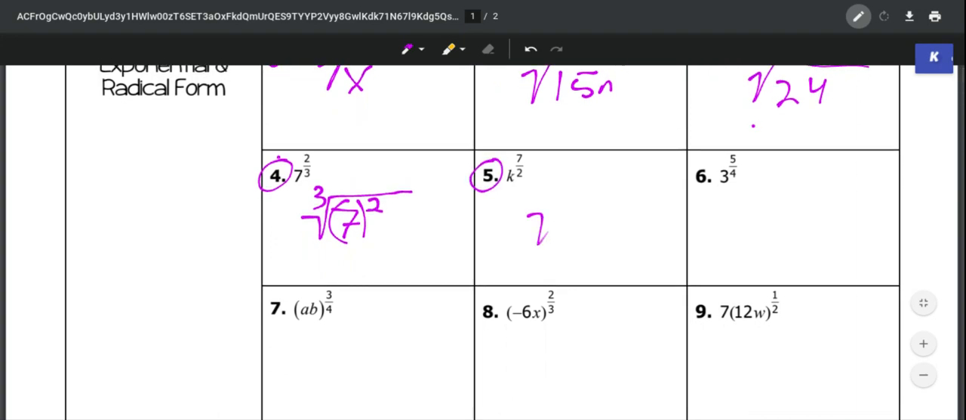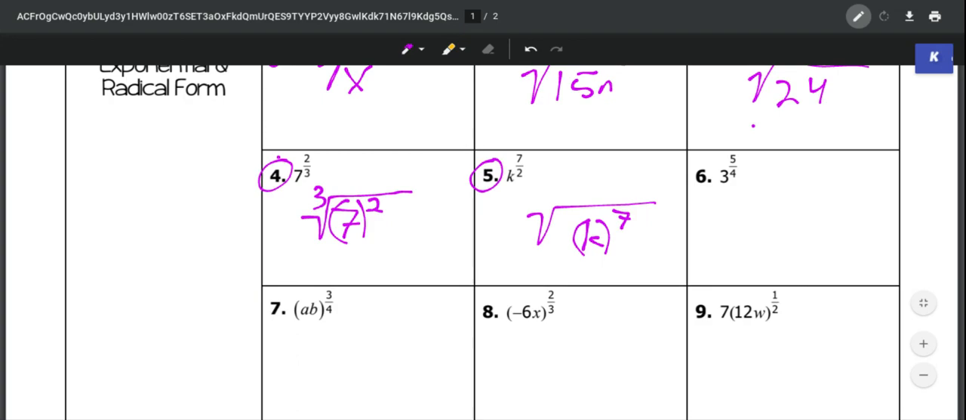So let's look at 5. We've got k to the 7 over 2. A good way to remember this is k is going to go under a radical since we have a fraction as our exponent. That 2 tells us what our index is. So that 2 is understood to be there, but we don't write it. And then that 7 goes with what's inside of your radical, and that is its exponent.